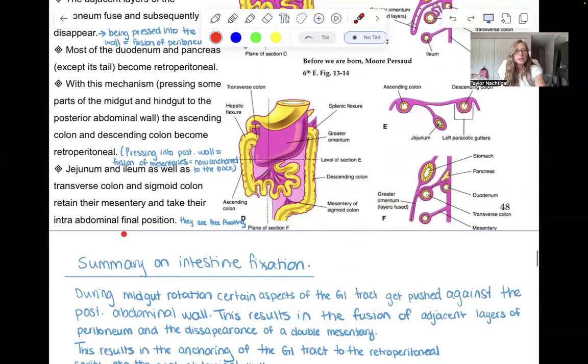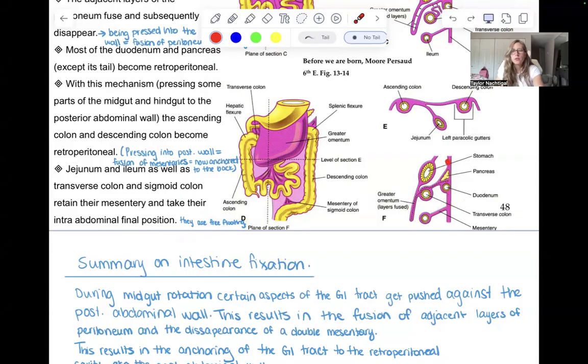The jejunum and the ileum, as well as the transverse colon and sigmoid colon, retain their mesentery and take their intra-abdominal final position. They are free floating because they have the double mesentery. Here we see the greater omentum for the stomach, and then down here we see that double layer of mesentery along the distal part of the small intestine. That's what this is here too.